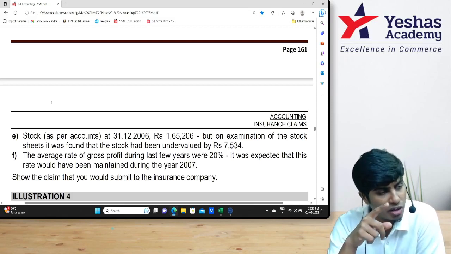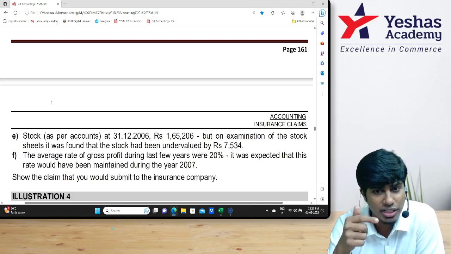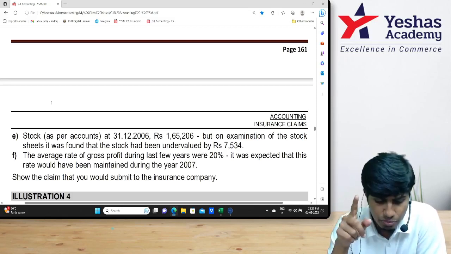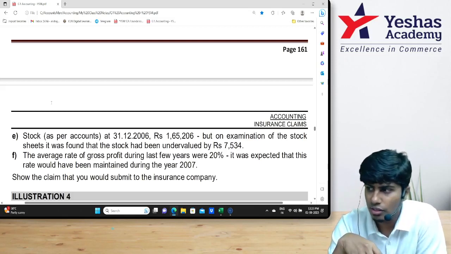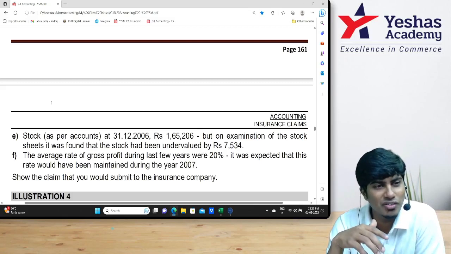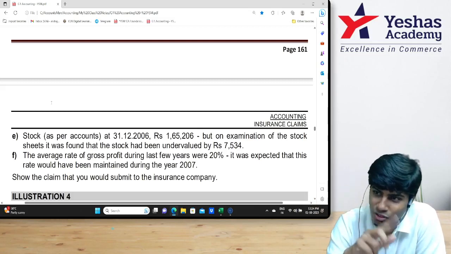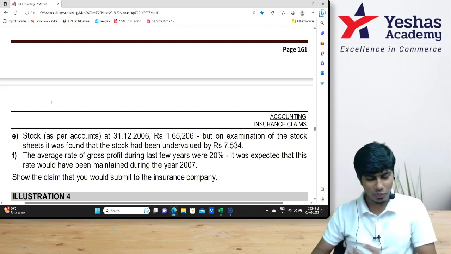From that closing stock, that is the stock as on date of fire. If you deduct the stock salvaged, you understand the amount of loss of stock. Have they given the policy amount? When the policy amount is not given, it means that sufficient policy amount has been taken. There is no under insurance. So the entire loss of stock will be claimed. Easy. We can do one more.